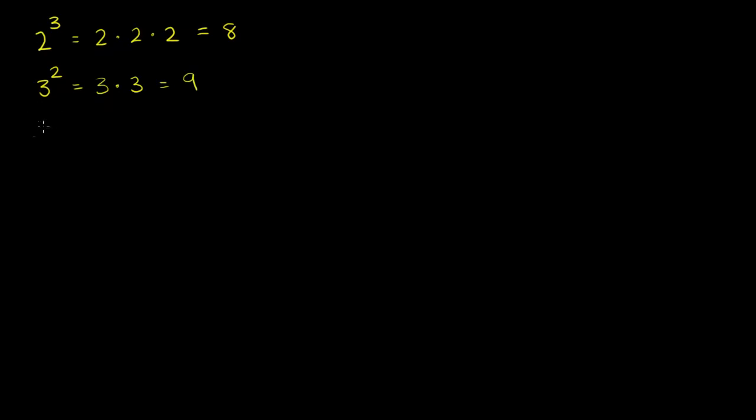Let's say I have, I don't know, 5 to the 7th power. That's equal to 5 times itself 7 times. 5 times 5 times 5 times 5 times 5 times 5 times 5. That's 7, right? 1, 2, 3, 4, 5, 6, 7. And this is going to be a really, really large number. I'm not going to calculate it right now. If you want to do it by hand, feel free to do so or use a calculator.